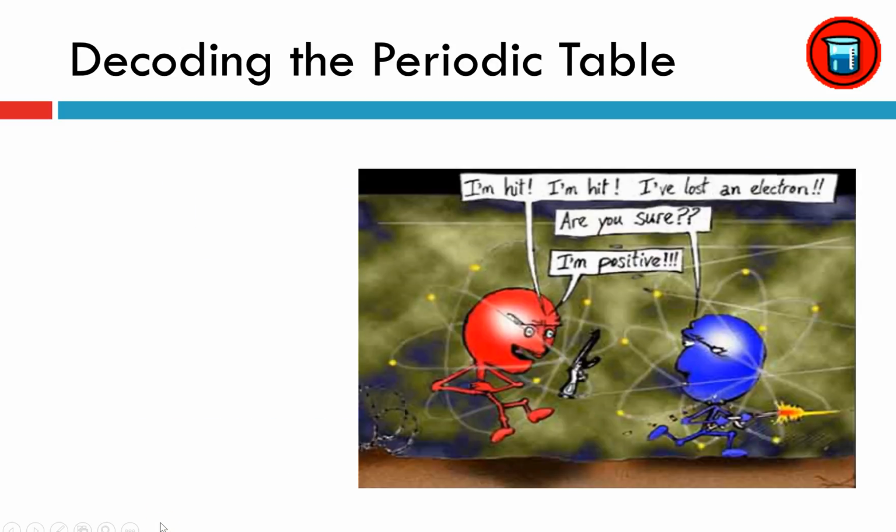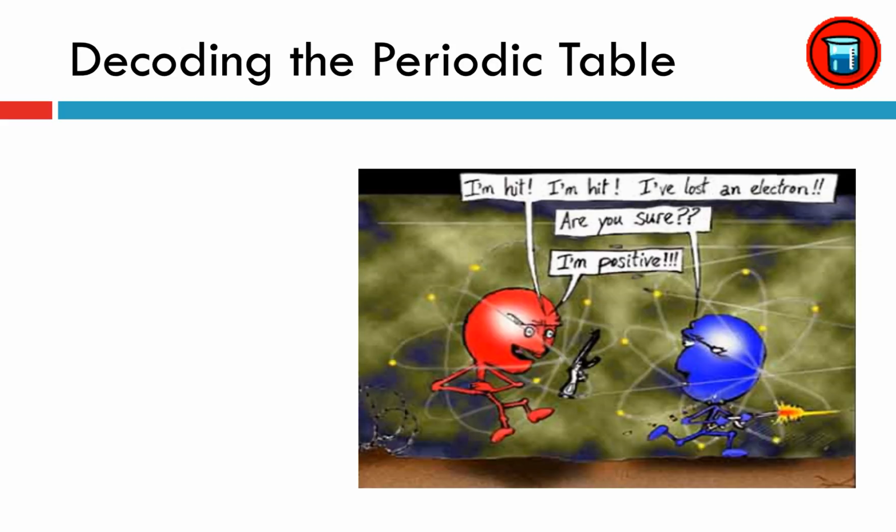Got another little chemistry joke for you, in case you're having trouble seeing it. The red atom says, "I'm hit, I've lost an electron." The blue atom asks, "Are you sure?" The red atom now says, "I'm positive." Lots and lots of great chemistry humor for you today.